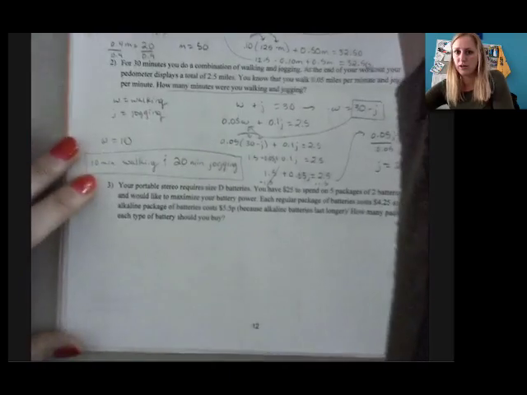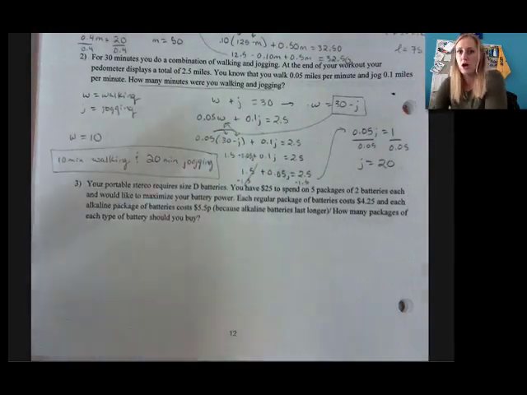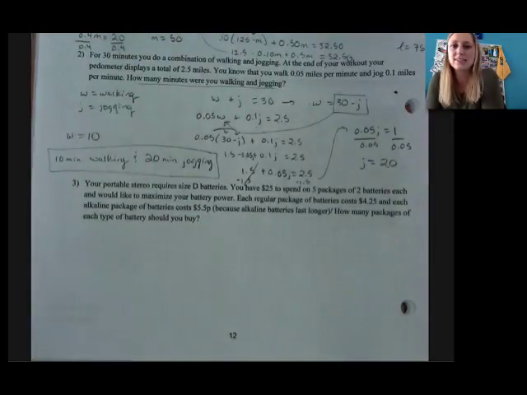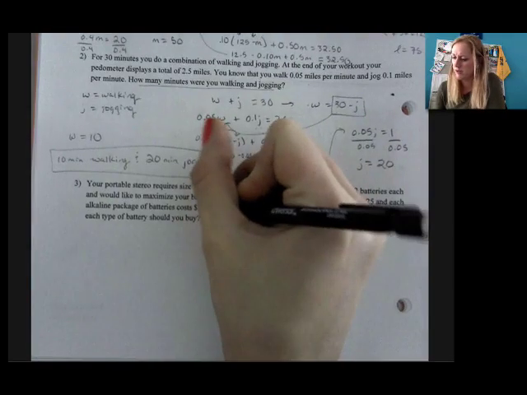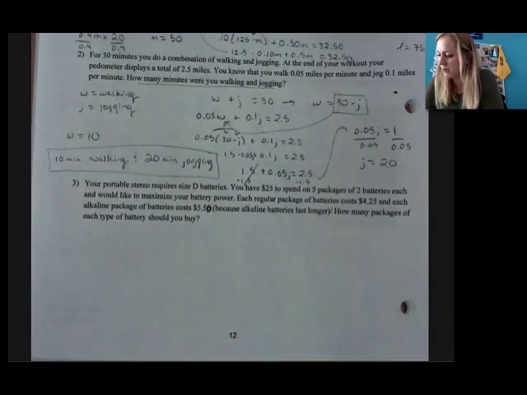Number 3. Your portable stereo requires size D batteries. You have $25 to spend on 5 packages of 2 batteries each, and you'd like to maximize your battery power. Each regular package of batteries costs $4.25, and each alkaline package of batteries costs $5.5. I'm guessing that's supposed to be a 0, but $5.50? Because alkaline batteries last longer. How many packages of each type of battery should you buy?